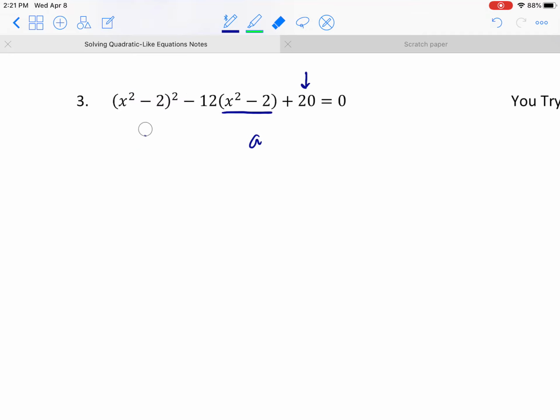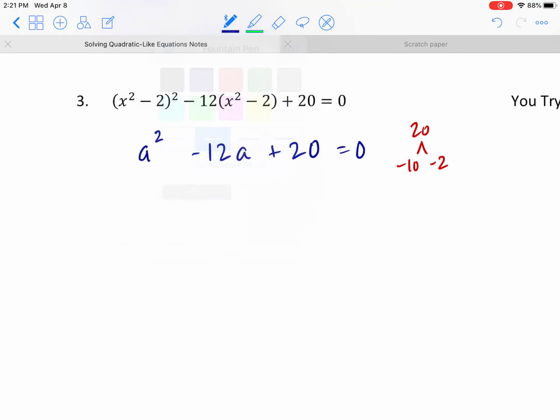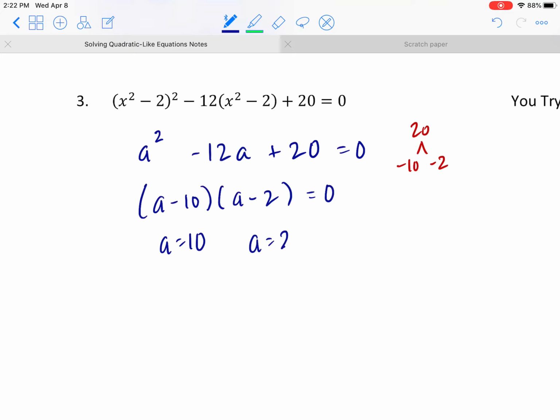But we're going to take this whole thing here and this whole thing here and replace with a squared and a. Don't change this 12, don't change the 1, don't change the 20. Okay? So this becomes 1a squared minus 12a plus 20 equals 0. And we can factor. Okay, what are the factors of 20 that make negative 12? Negative 10, negative 2. So if this factors into a minus 10 and a minus 2, then we know that a has to equal 10 and a has to equal 2.